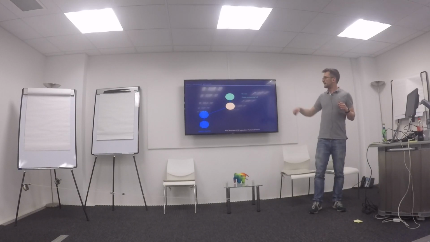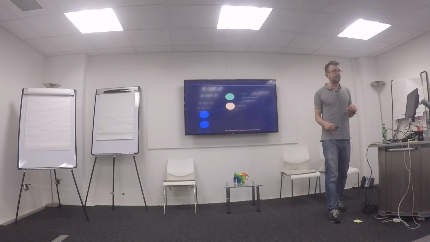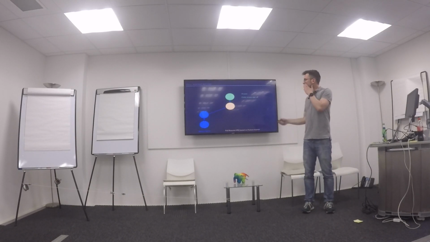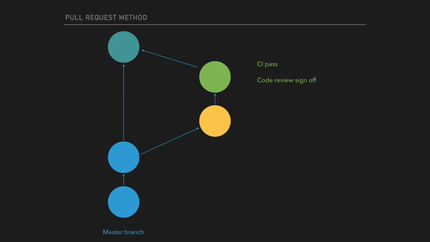So this green dot here, that's our final commit in the feature branch. CI passes, everyone's happy. So we merge it back into the master, and there we go, it's part of the code base.